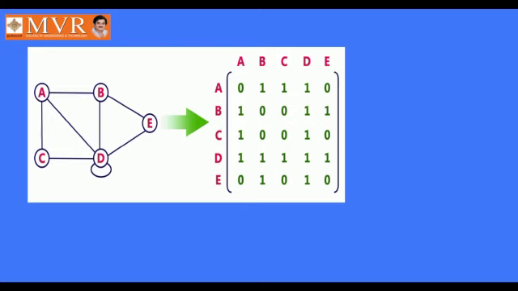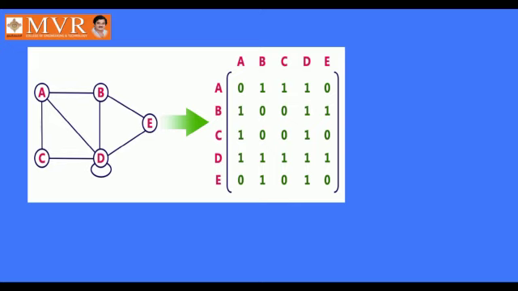In this graph, A, B, C, D and E are called the vertices, and the connecting lines which we see are called the edges. In this figure, we are seeing a matrix. This matrix is called an adjacency matrix. In this adjacency matrix, if there is an edge from the vertex to the next vertex, the value is given as 1, and if there is no edge between the two vertices, it is given as 0.